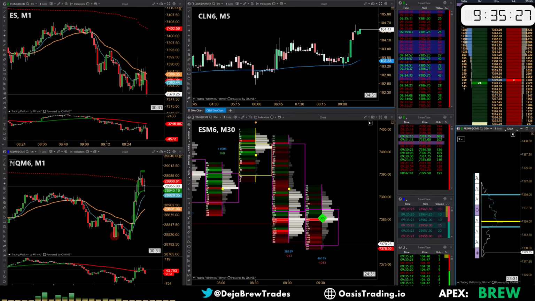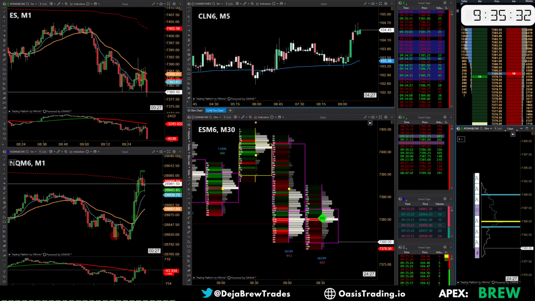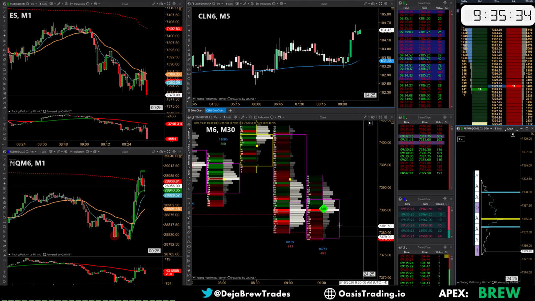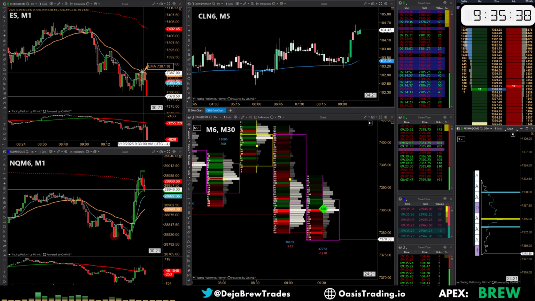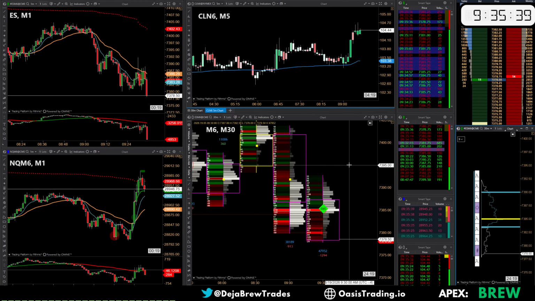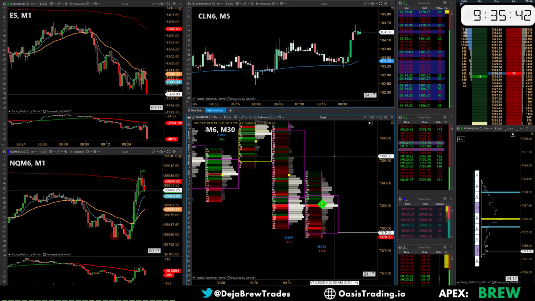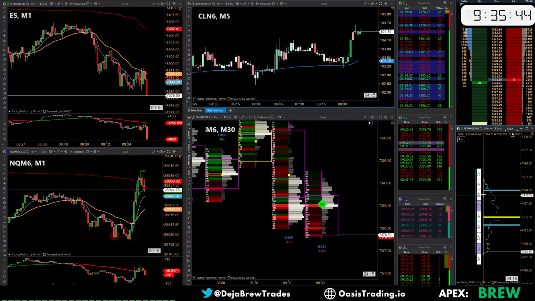Taking a look at the calendar, we only have a little bit of data at 10 o'clock, and that is about it. You can see we're still maintaining that bearish bias. Here's VWAP on NASDAQ, nowhere near VWAP on ES, and already starting to lose that 30-minute low.